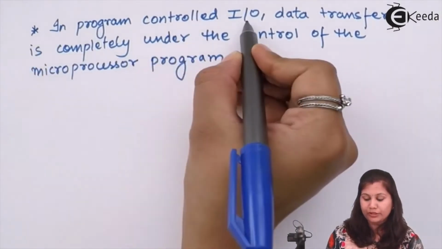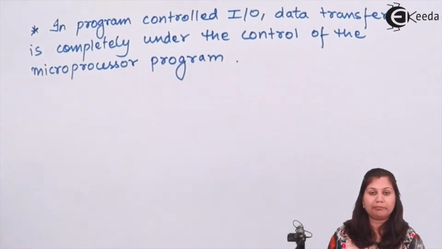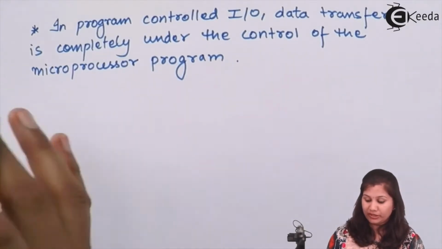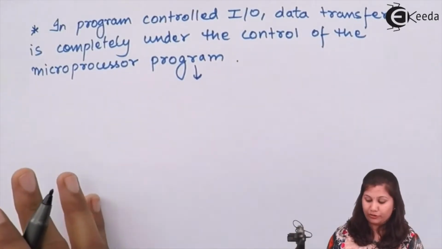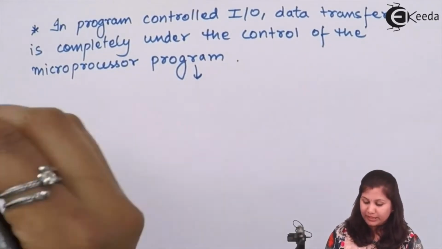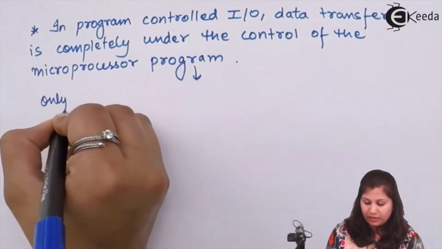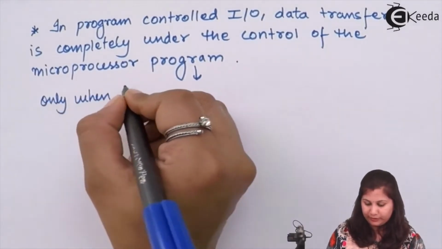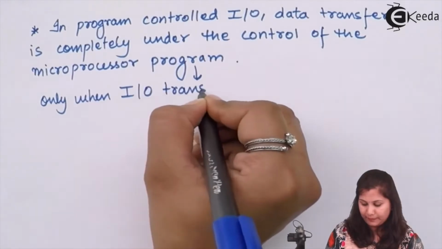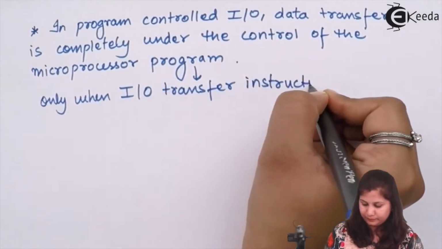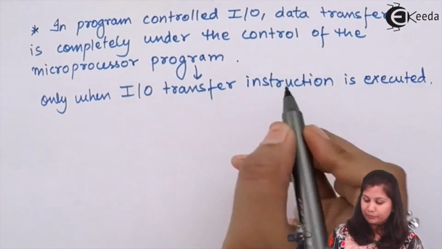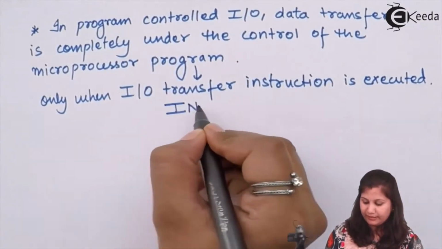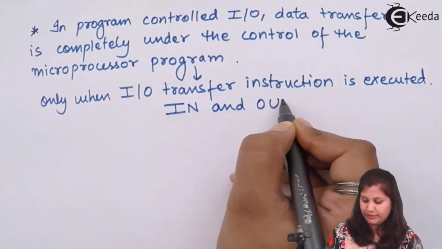So in program controlled input output, the data transfer is completely under the control of the microprocessor program, the program which is written in the microprocessor containing the input and output instructions. So that data transfer will take place only when the instruction is executed. And these input output transfer instructions are the IN and OUT instructions.